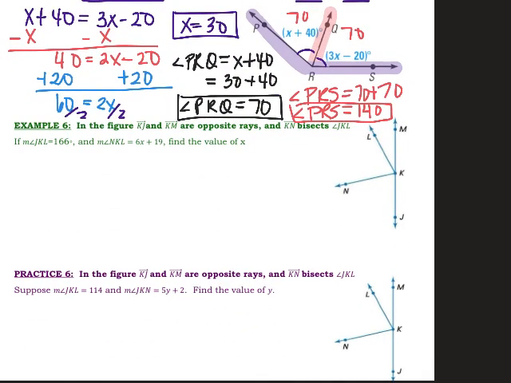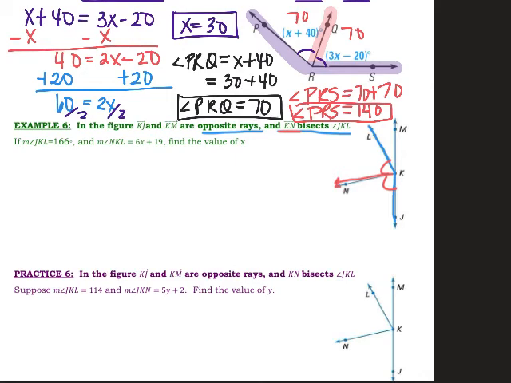All right, in example 6, here it says in the picture, KJ and KM are opposite rays. So when they tell you they're opposite rays, that means that's going to make a straight line. KN bisects JKL. So here's angle JKL. And what is the ray KN doing to it if it's bisecting it? What is the red ray doing to my blue angle if it's bisecting it? Cutting it in half. Therefore, these two are equal.